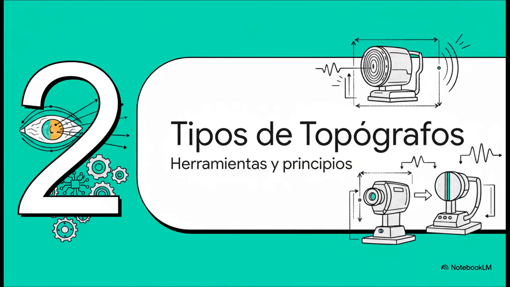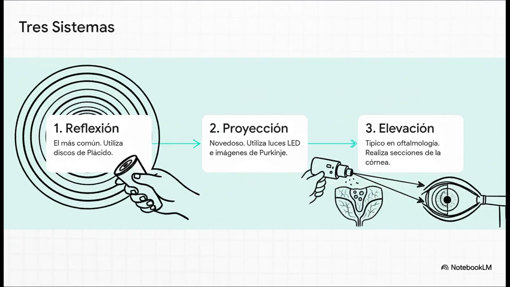So we know why it's so critical to measure the cornea. Now let's look at how we do it. In this section, we'll explore the different technologies that power these incredible instruments. There are really three fundamental systems out there. The most common one, the one you'll find in most optometry clinics, is based on reflection, using Placido's discs. Then you have newer systems based on projection. And finally, elevation-based systems, which are more typical in ophthalmology settings.